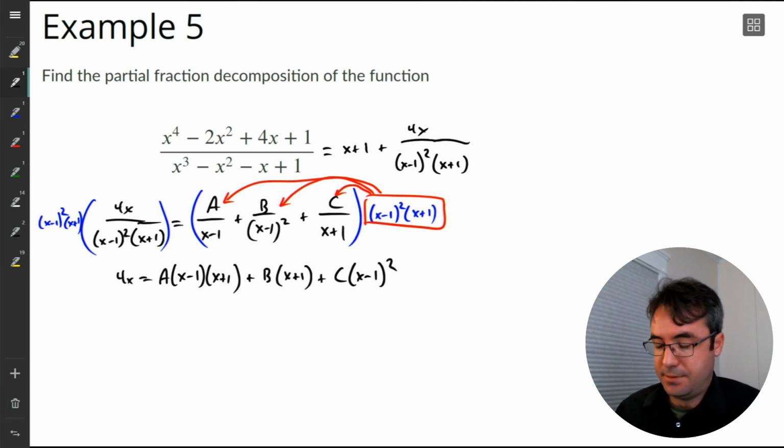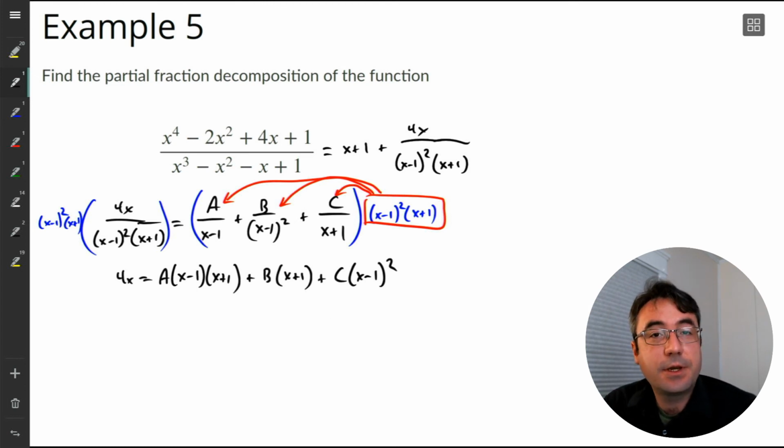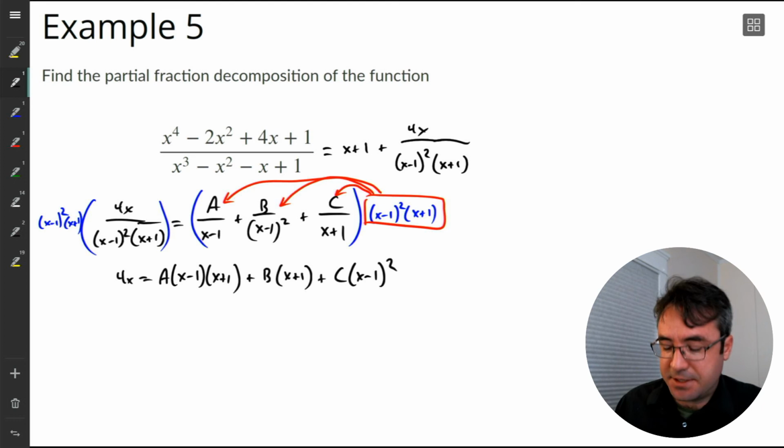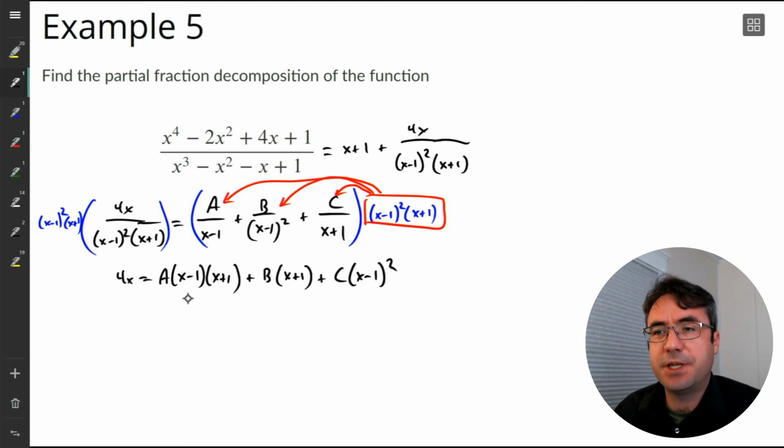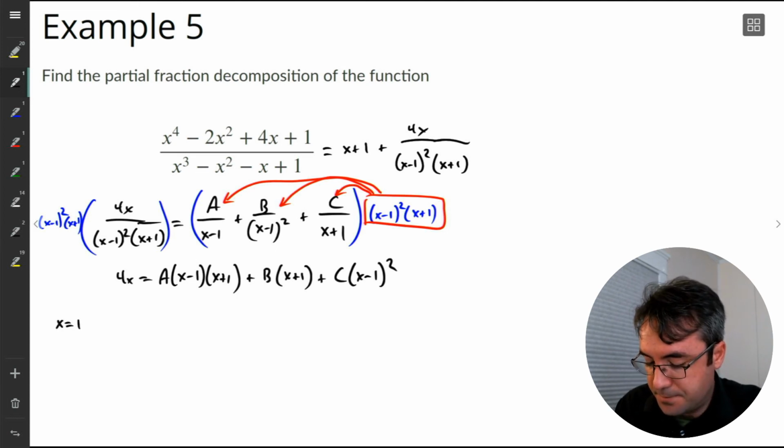And now we have a few things we could do. We could compare the coefficients of our x squareds and our x's and our x to the zeros. But let's plug in for x. So we have a lot of linear terms here. So what are our linear terms? Well, x minus 1. So let's plug in x equals 1.